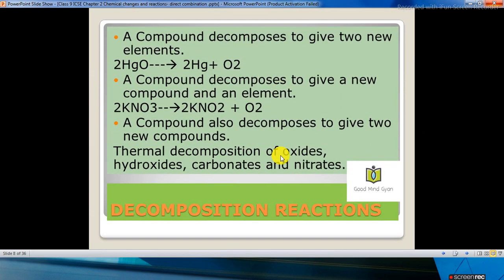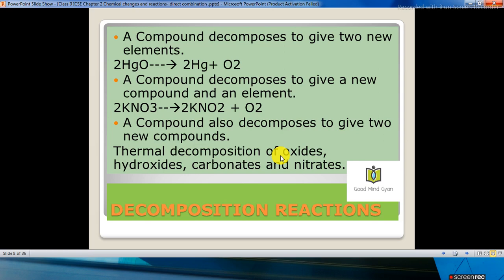We also have decomposition reactions. What is a decomposition reaction? A compound will decompose to give two new elements. For example, mercuric oxide will decompose to give mercury and oxygen. So the compound has broken down into two elements, mercury and oxygen.